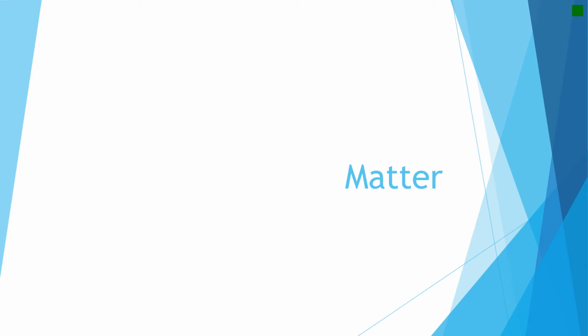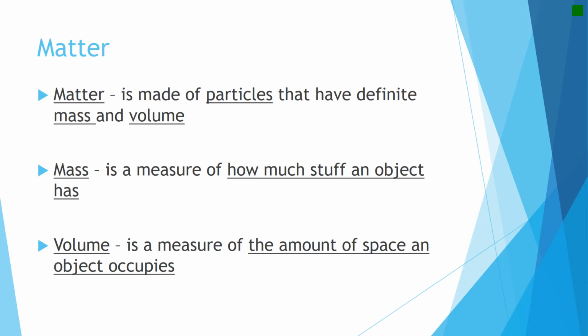Today's focus will be talking about matter. Matter is made of particles that have a definite mass and volume. So it has to have both mass and volume in order for it to be considered matter. What is mass? Mass is a measure of how much stuff an object has.